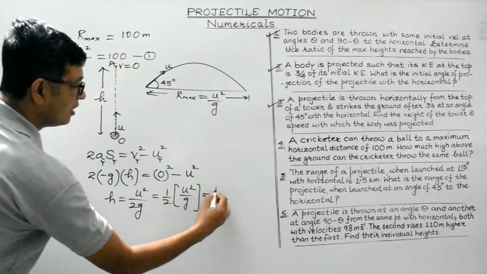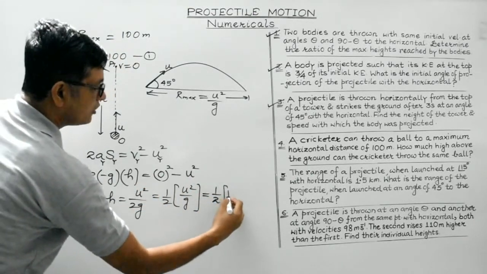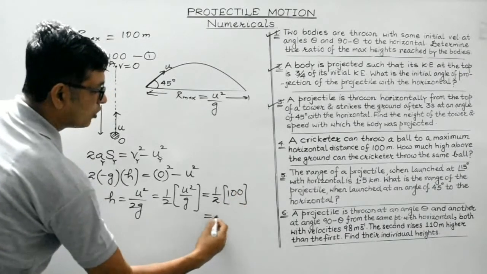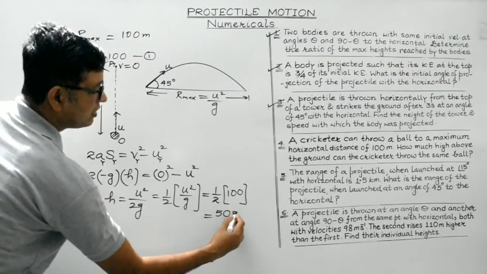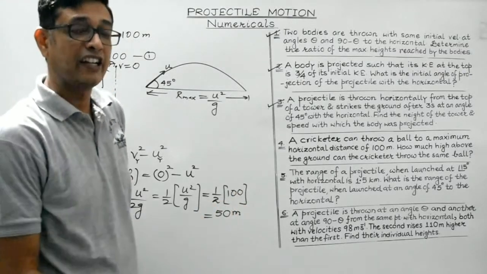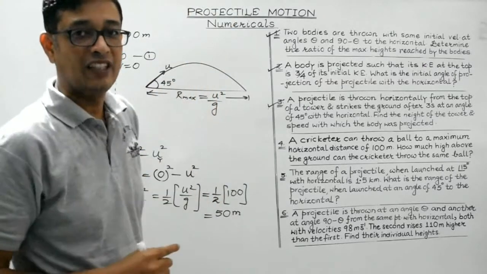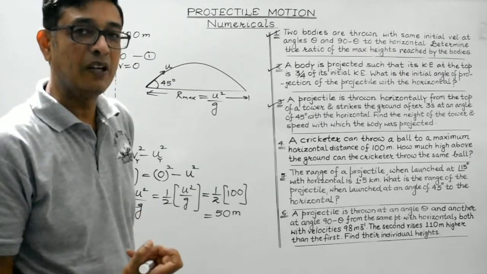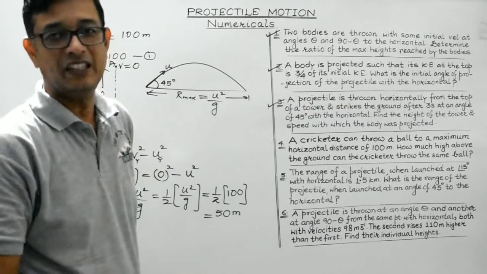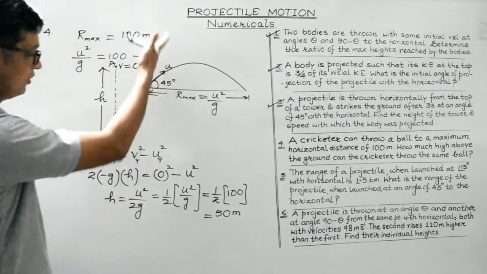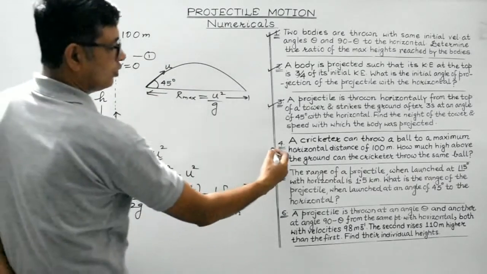So what do you get? Half u square by g, it is half of 100. So that will give us 50 meters. So if the cricketer intends to throw the ball in the vertically upward direction, then the maximum height attained by the ball would be 50 meters. So this is the solution of question number 4.